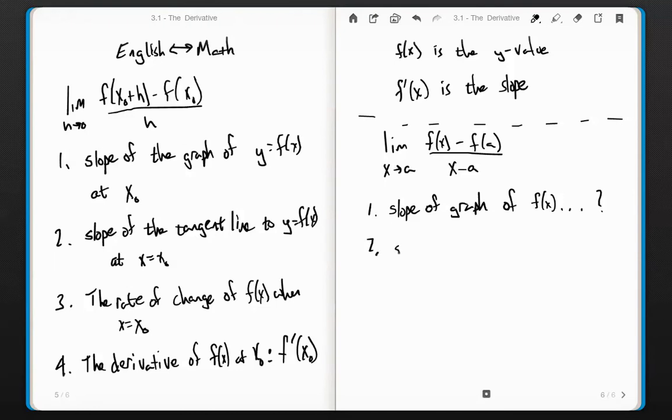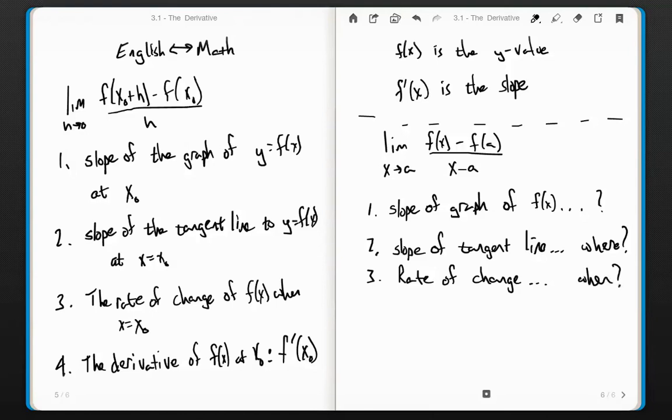Two, slope of the tangent line. Where? Three, rate of change, dot, dot, dot. When? And finally, the derivative of what? Really, it's just f prime of x, right? So f prime, the derivative.